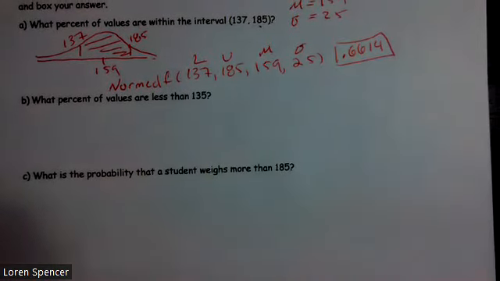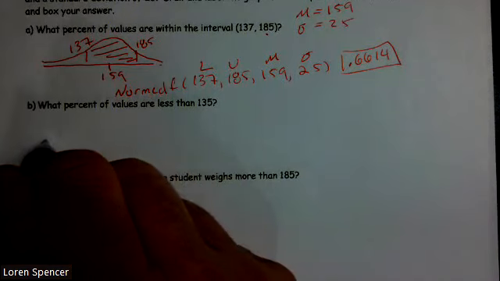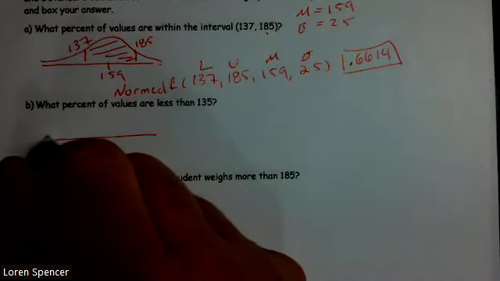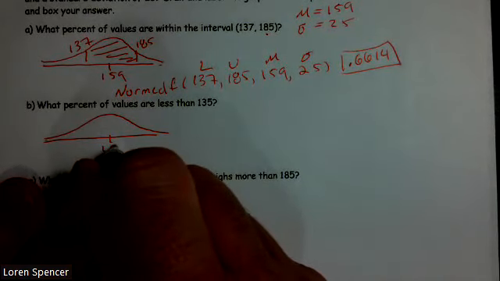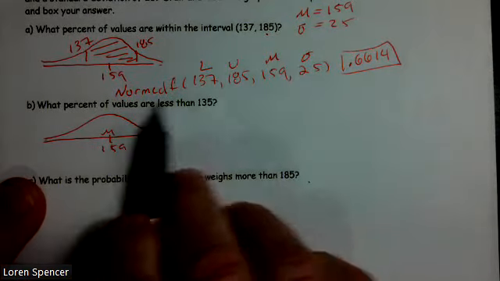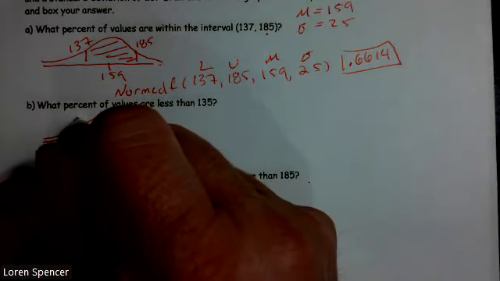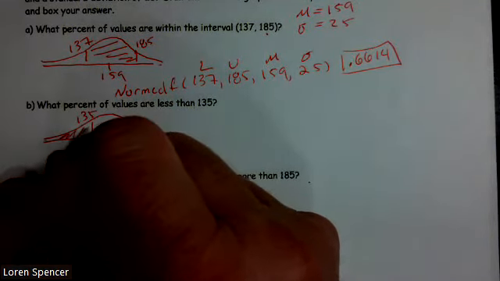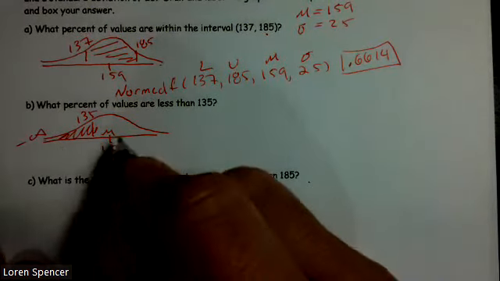What percent of the values are less than 135? So once again, we know it's normal because they told us that in the prompt. So our mean is 159, and we want less than 135. Well, 135 happens to be below, so that goes here, and we're shading this way. Well, they didn't tell us where to stop shading, so we have to go to negative infinity.